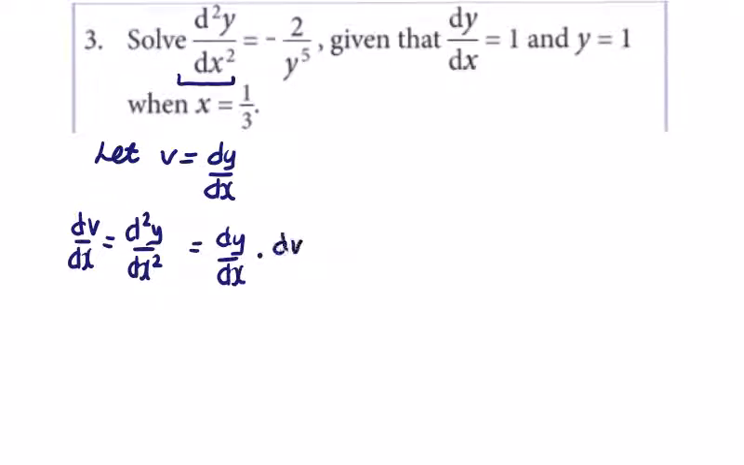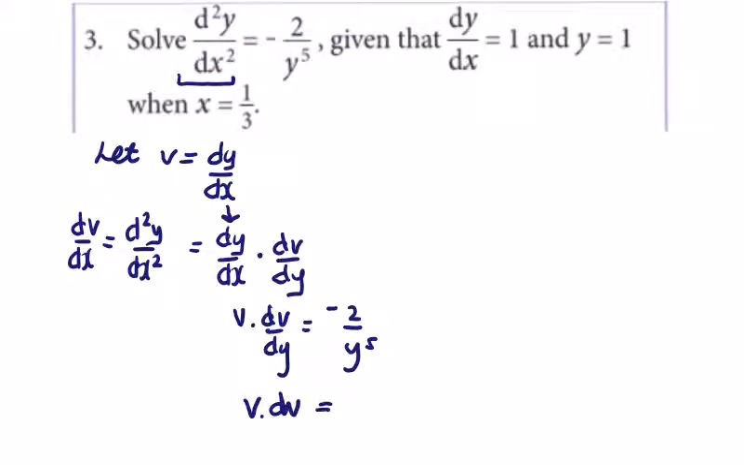times dv/dy, and we have this dy/dx in terms of v, so v dv/dy becomes the second derivative, which in the question is given as minus 2 over y to the power 5. So I'll probably just leave v and dv together and leave everything else on the right. So v dv is equal to minus 2y to the power minus 5. I might bring it up to integrate it, dy.